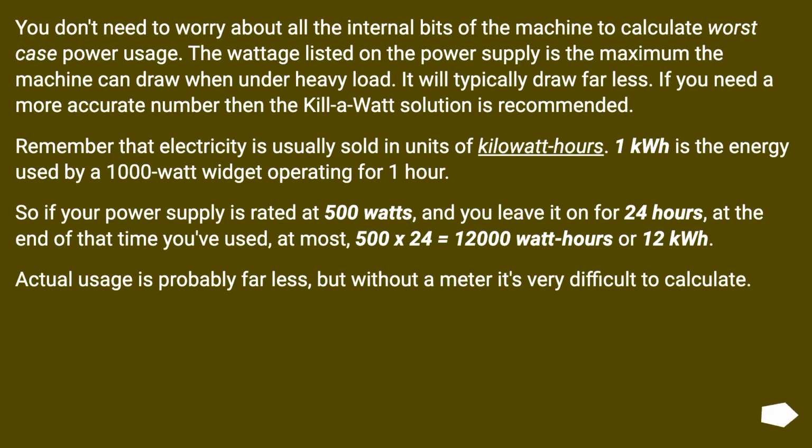Remember that electricity is usually sold in units of kilowatt hours. 1 kWh is the energy used by a 1000 watt widget operating for 1 hour. So if your power supply is rated at 500 watts, and you leave it on for 24 hours, at the end of that time you've used, at most, 500 by 24 equals 12,000 watt-hours, or 12 kWh. Actual usage is probably far less, but without a meter it's very difficult to calculate.